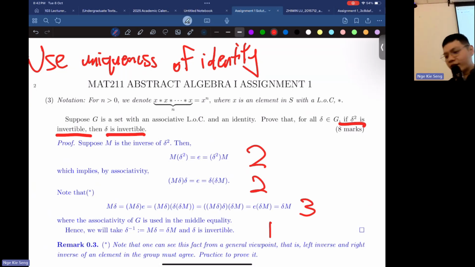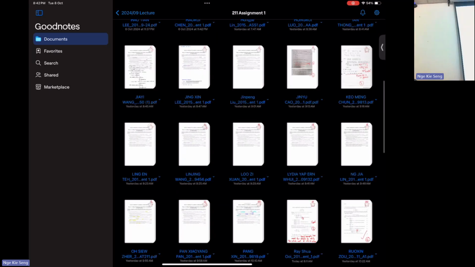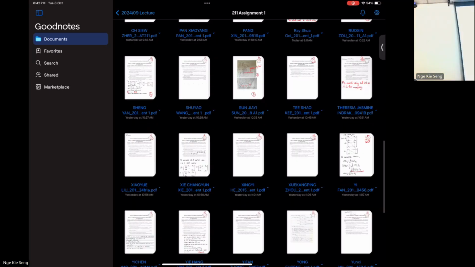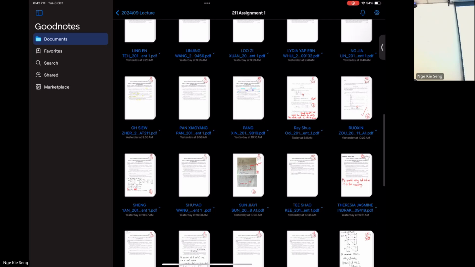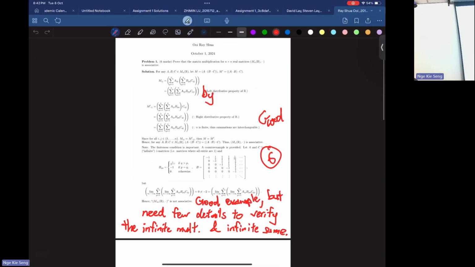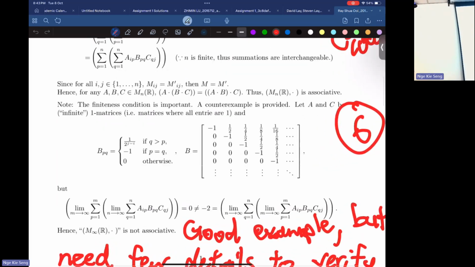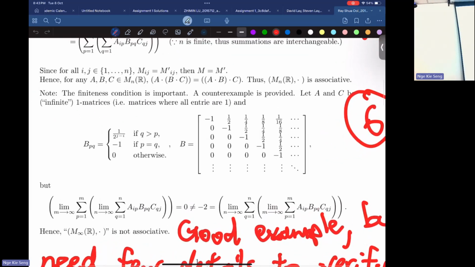I think there's one very good thing done by Ratio. Can I pull your assignment out? Do you mind or not? Okay. So there's one extra thing done by Ratio. Let me show you. So Ratio, he did this. This is exactly the point I want to ask for this question here.